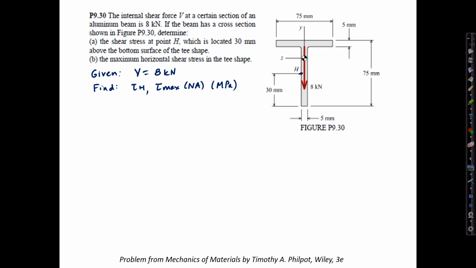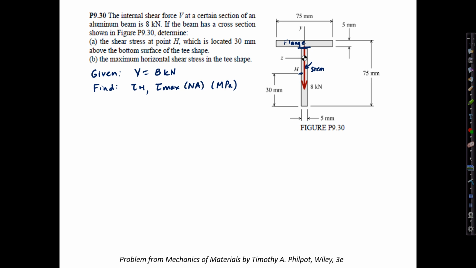Okay, the first step for this problem would be to evaluate the centroidal location and the moment of inertia. Since we know how to do this for an unsymmetric section, I will summarize the calculations rather quickly. We'll break the section into two pieces. The top piece, which is the flange, and everything below the top of the flange, which we'll call the stem, usually the web. In this case, we'll call it the stem.